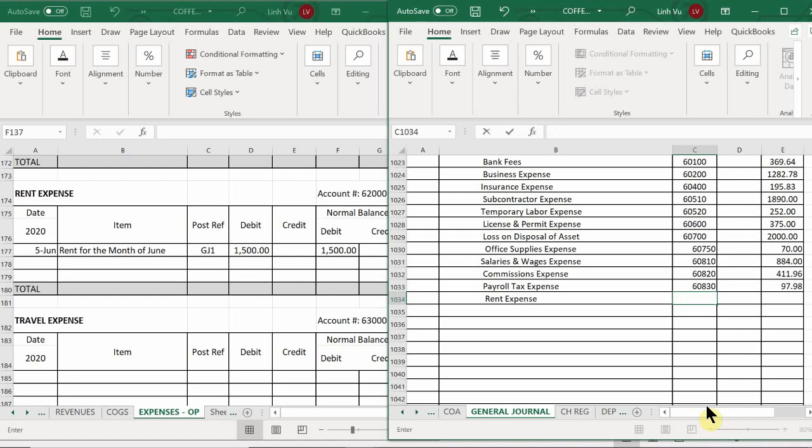Which is account number 62,000. Okay. And rent was $1,500.